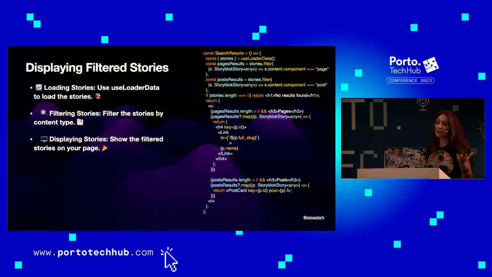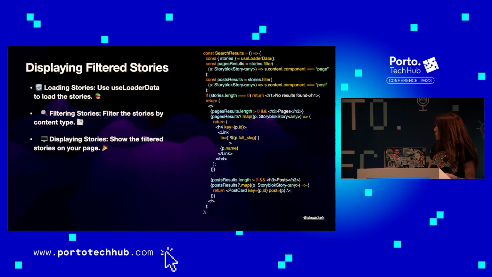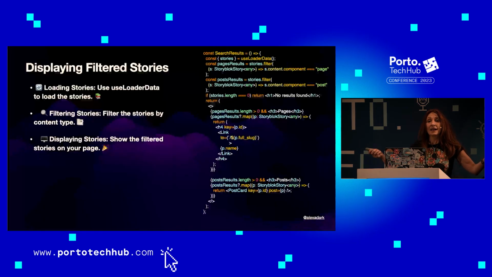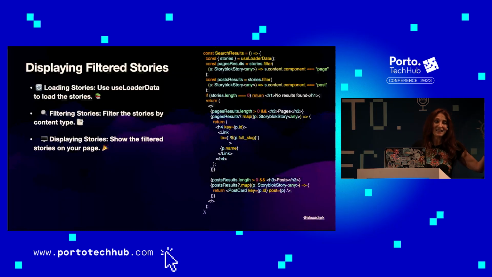filtered by the query, and now we want to separate the posts and the pages. So we just need to filter by component for pages and posts, and then we have all the data to display. And voila, we have our global search working. I hope that you agree with me that it is much simpler than with Next or whatever React framework.